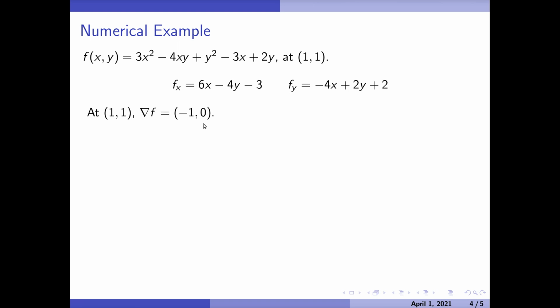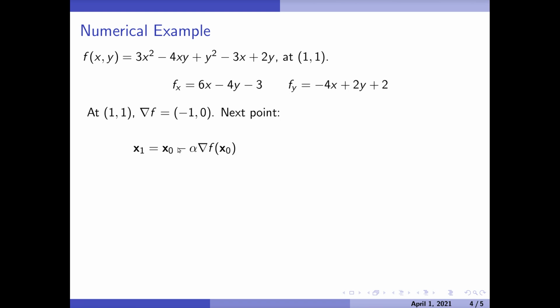And so our gradient is minus 1 comma 0. That's the direction of increase, so we want to go in the direction of the negative of that, right? So we would go in the direction of 1, 0, meaning we move to the right in our domain from the point (1, 1). Okay, and so let's compute our next point then.